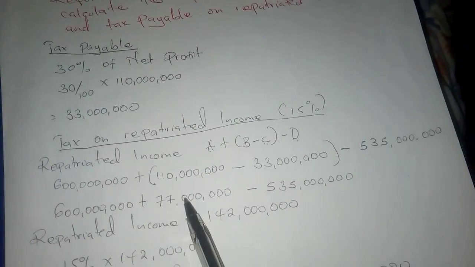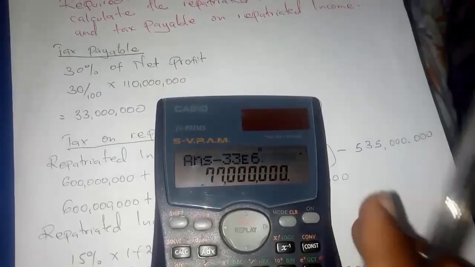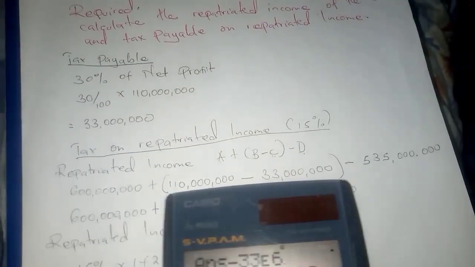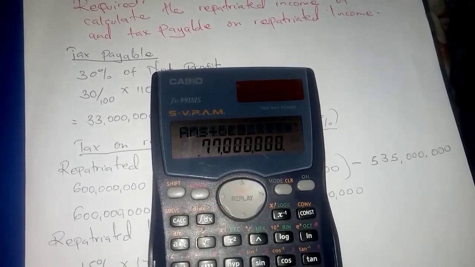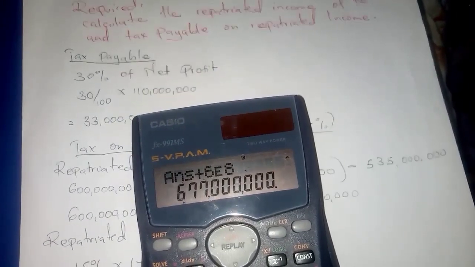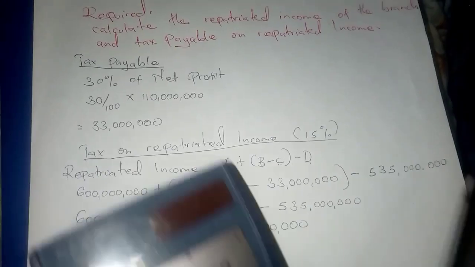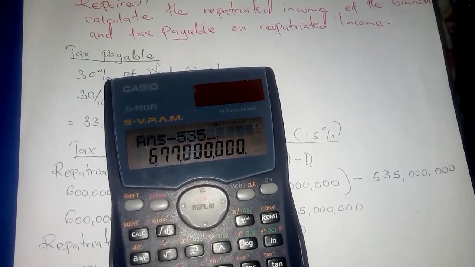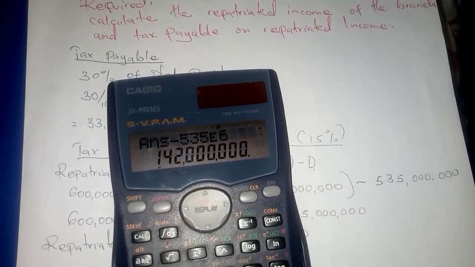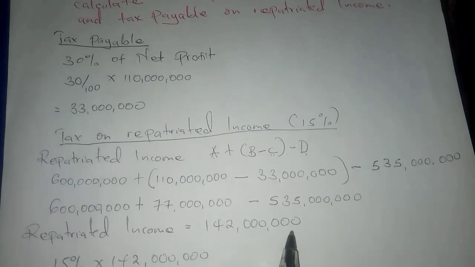So 600 plus 77, then minus 535. So 77 plus 600 million, which is plus 6, it has 8 zeros, E8. So 677 million minus 535 million. It has 6 zeros. So 142 million is the repatriated income. So the repatriated income is 142 million.